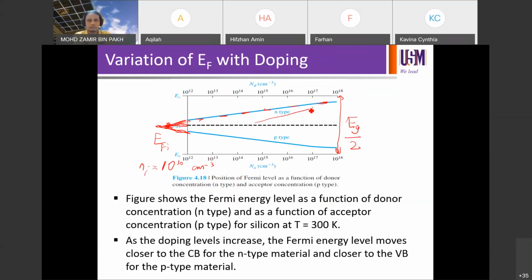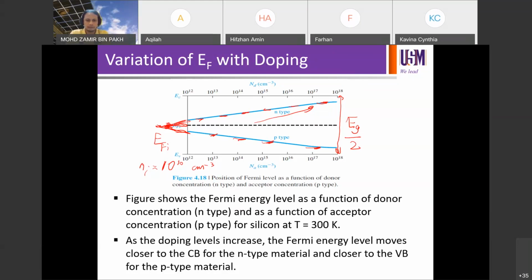So it's going to go up closer to EC as you increase the doping level for your n-type. The same is also true for p-type, where when you increase the doping level by adding more gallium or boron, your EF is going to change as well. It's going to change closer and closer and closer to the valence band. Okay, so that's the change of position of Fermi level as a function of doping for both p-type and n-type.